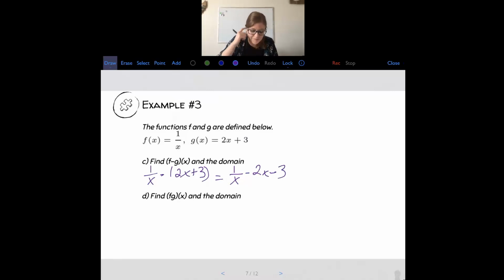Again, it's the overlap of the domain of the original. So for instance, because x couldn't be 0 in f, it still can't be 0 here, and there's no other restrictions. So we would still have negative infinity to 0, 0 to infinity.